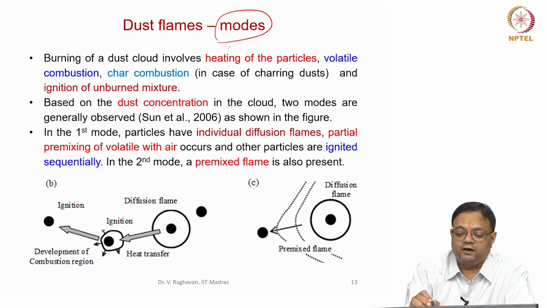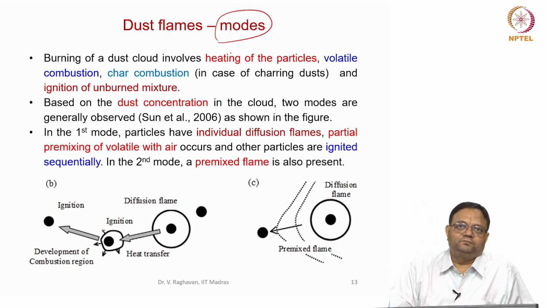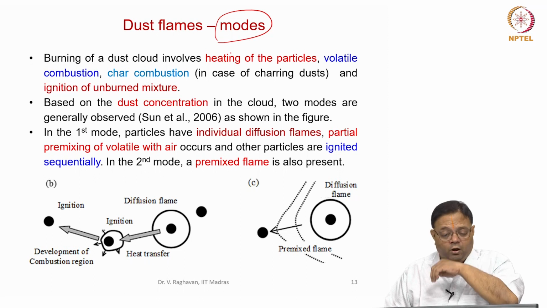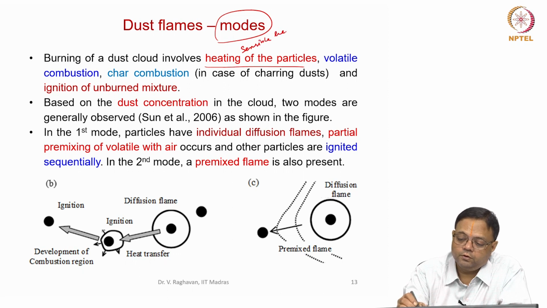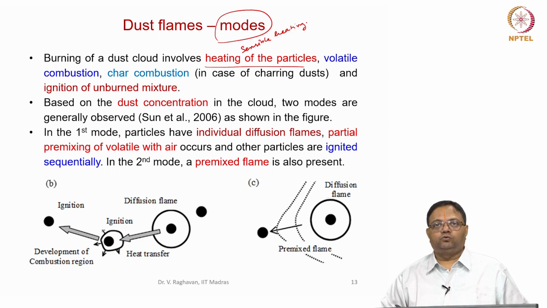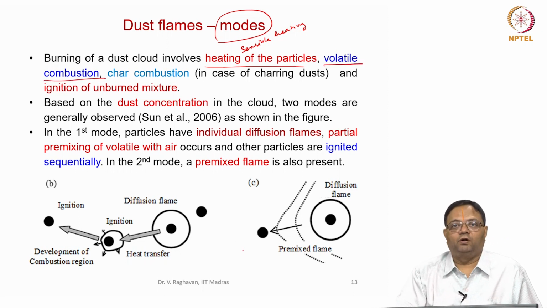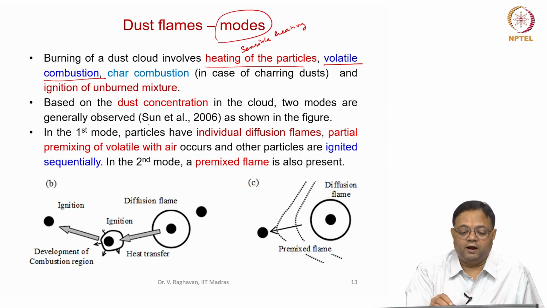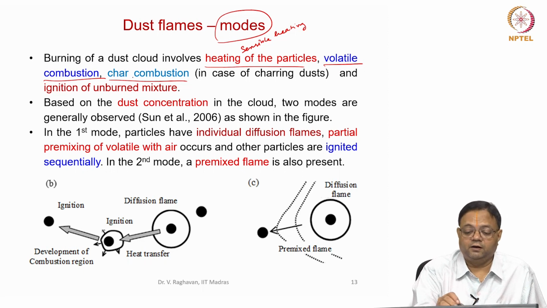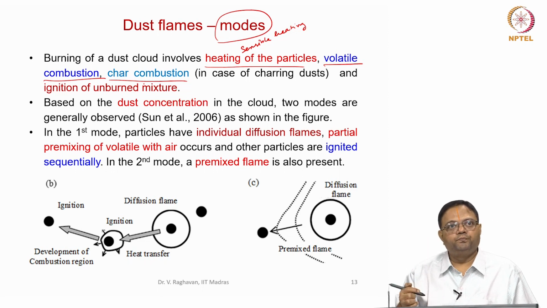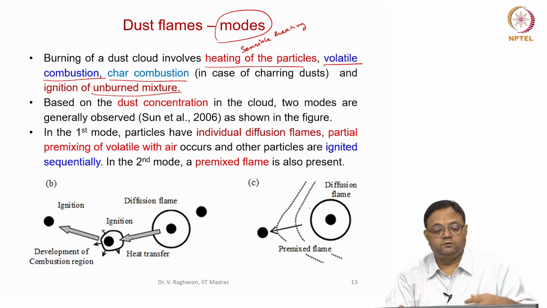Now, let us see some modes, like in the gaseous flame: non-premixed, premixed, partially premixed. These are modes of combustion, correct. Now, here, since the burning of a dust cloud involves heating of the particles, first sensible heating, from the room temperature to the pyrolysis temperature. Then volatiles are released after sensible heating. So, the volatile fuel gases will mix with the ambient air, and if it is a charring dust, the combustion of the ambient air and the volatile fuels will occur. Then char combustion in the case of charring dust, and this flame causes ignition of the unburned mixture. These are the basic steps.